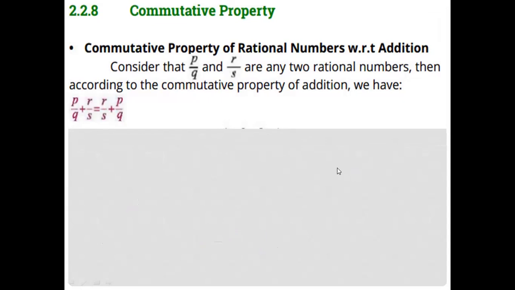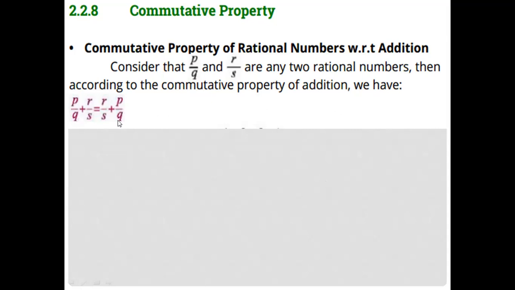Next concept is commutative property of addition. So what is commutative property? You already studied commutative property. In chapter number 1, we studied commutative property of union and intersection. Now we have commutative property of rational numbers with respect to, W.R.T., means with respect to addition. Means that when you have addition symbol and we have rational numbers, how can we apply the commutative property?